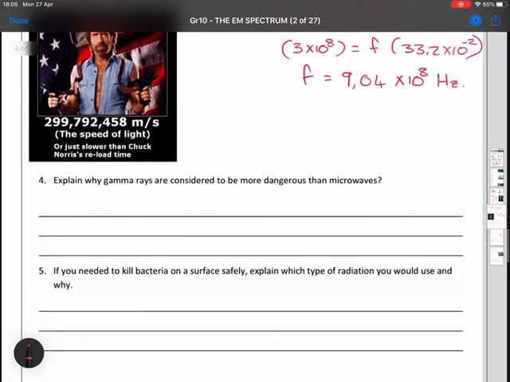So energy is directly proportional to the frequency. You can say higher frequency means that you've got higher energy. So if you've got more energy, that would make them more dangerous.